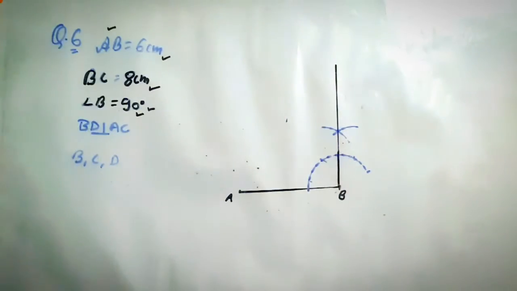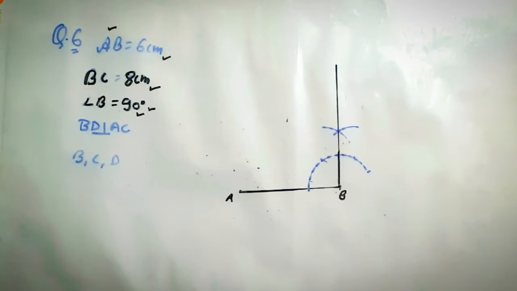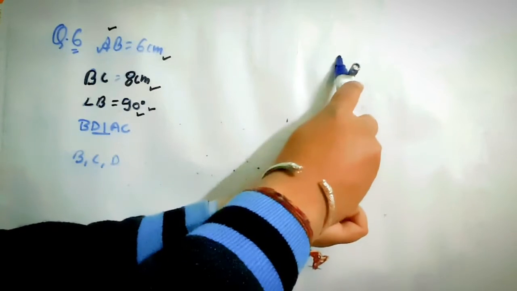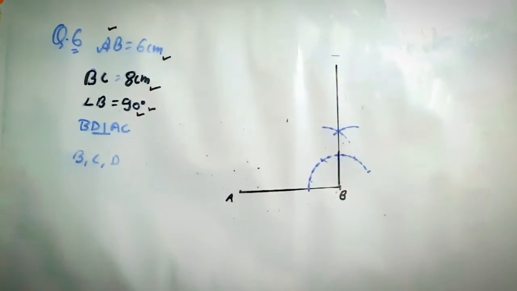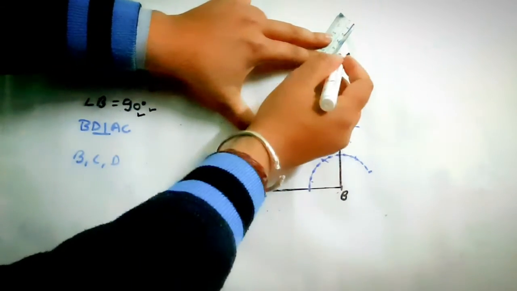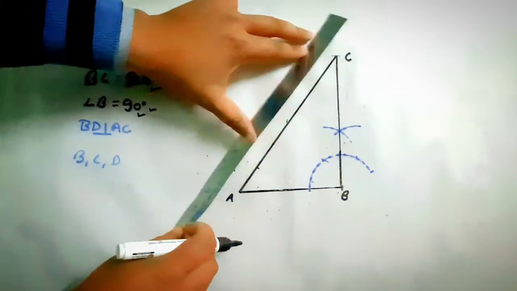Now open your compass equal to 8 cm because BC is given as 8 cm. So to find point C, we have to open our compass equal to 8 cm. Then place on B and cut a point C at 8 cm. This is your right angle triangle ABC.